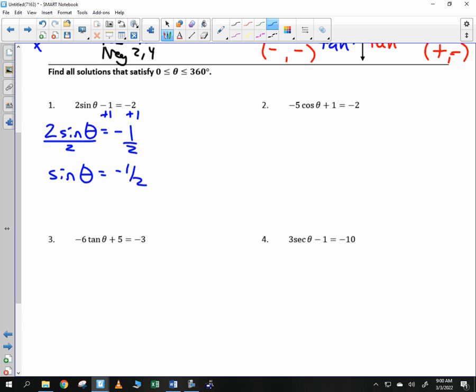So, not too complicated so far, right? Now what we need to do is solve for theta, okay? And this is where it gets just a little bit more involved. And here's what I do. I set up some quadrants. Okay?